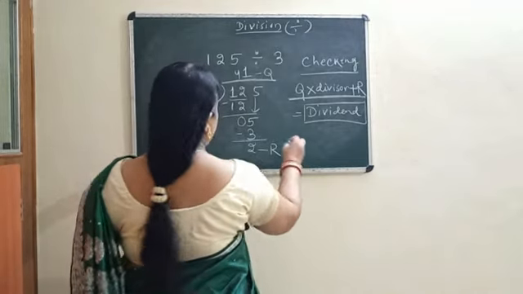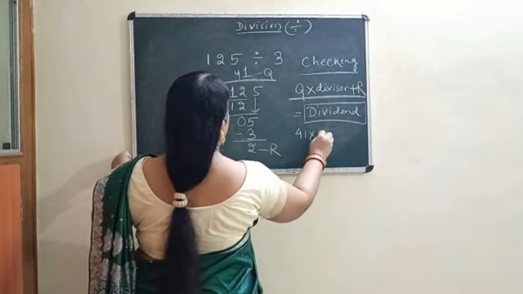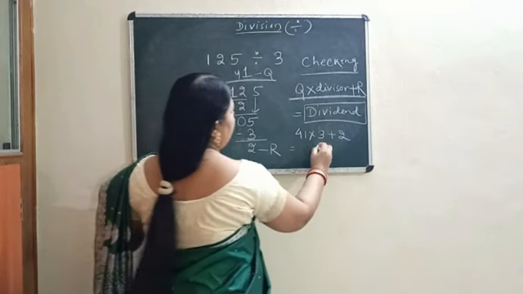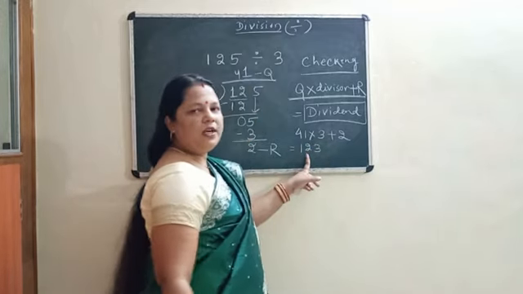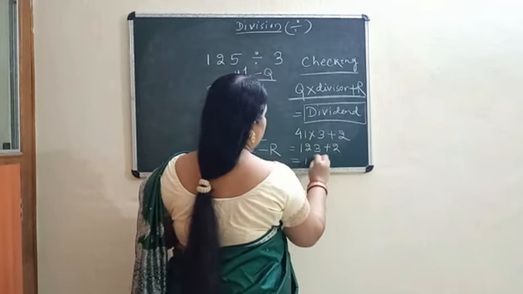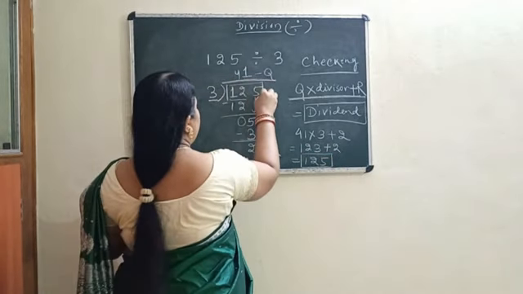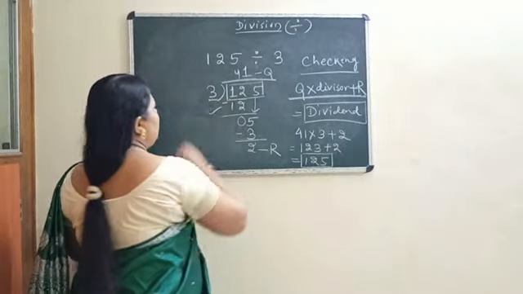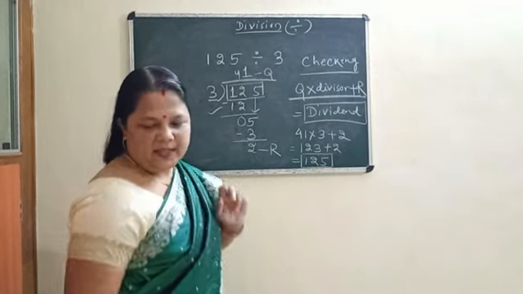So let's check this. Quotient is 41 multiplied by 3 plus 2. So multiply here: 3 1s are 3, 3 4s are 12. The multiplication result you got is 123, and the remainder is 2. 123 plus 2, how much? 125. You can see here our dividend value is 125. It's matching. That means this division is correct. Yes. So this is your division.